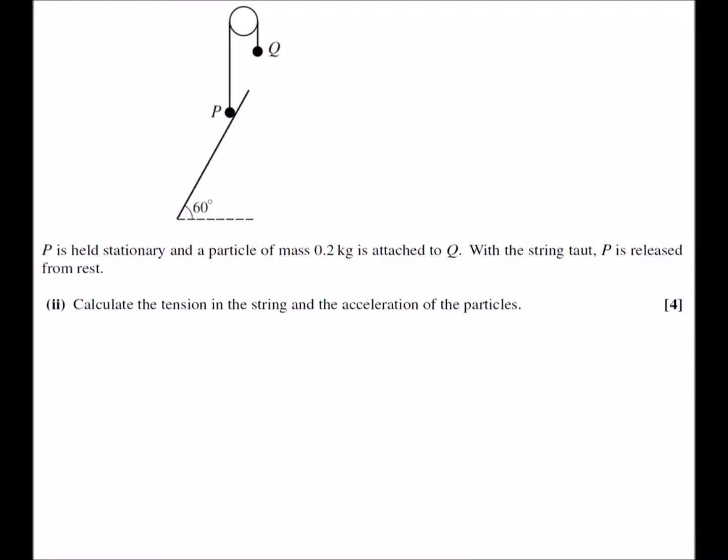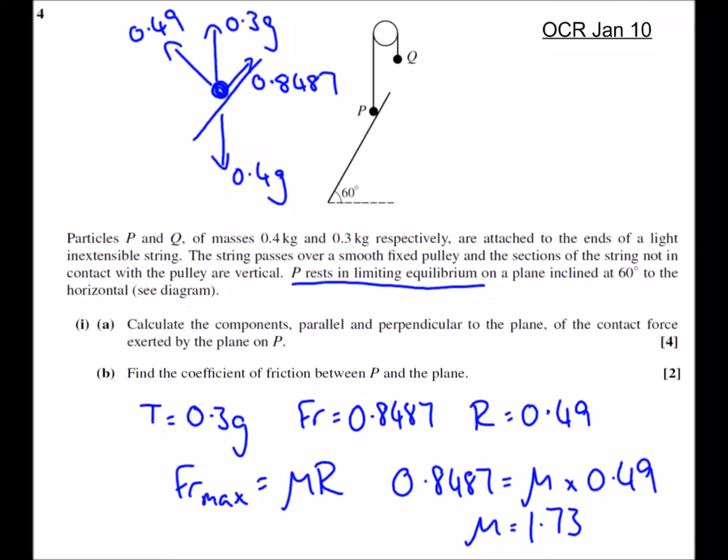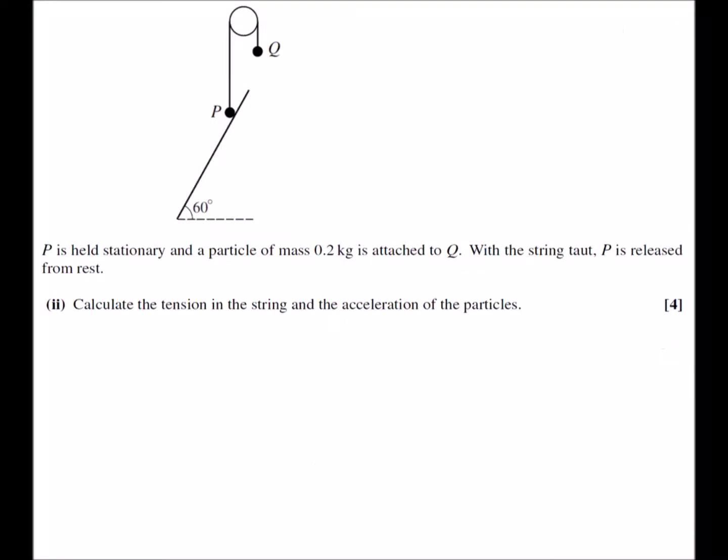Then we're told P is held stationary and a particle of mass 0.2 kilograms is attached to Q with the string taut. P is released from rest. So Q before was 0.3 kilograms. Now because we've added on an extra 0.2 kilograms, Q now has 0.5 G of weight. P is still 0.4 G in terms of my weight. And then it asks us to calculate the tension in the string and the acceleration of the particles. Now, because it's going to start moving, P is going to leave the surface and we can forget the contact forces that we found before. This becomes a normal pulley question.